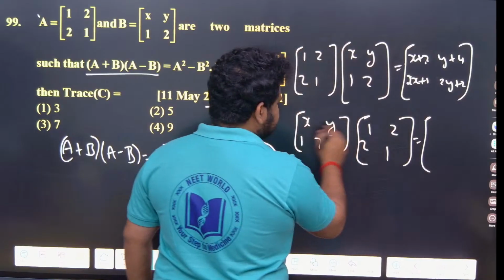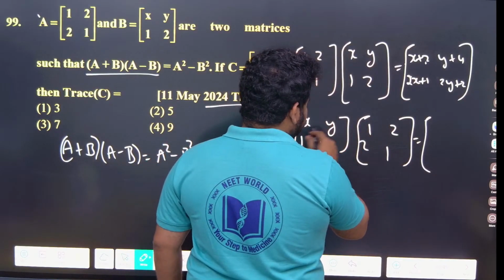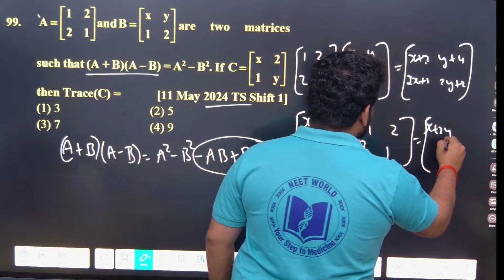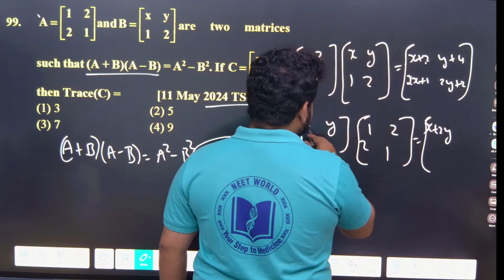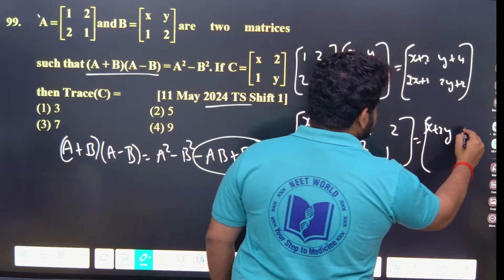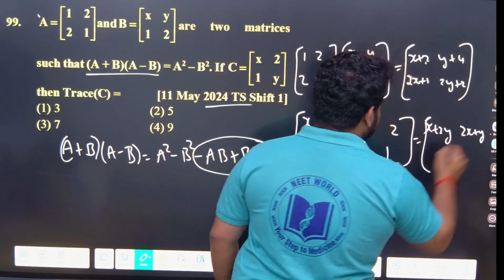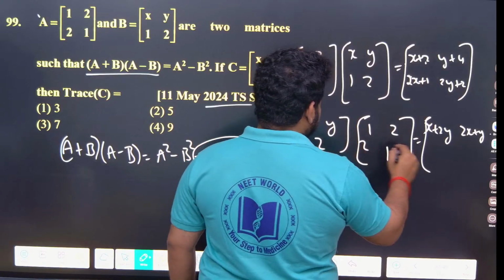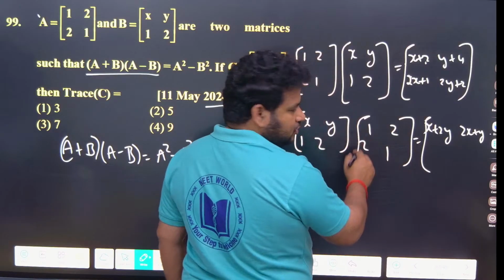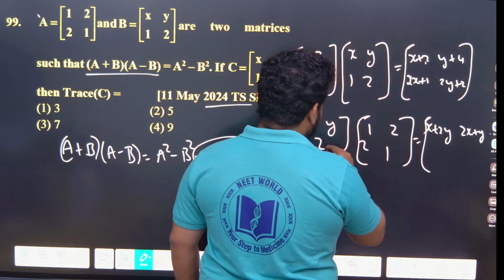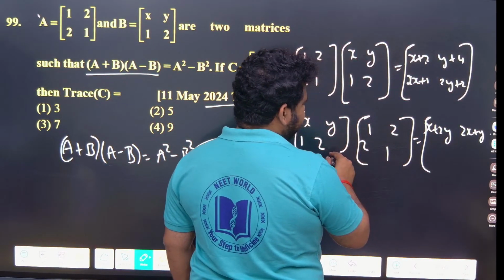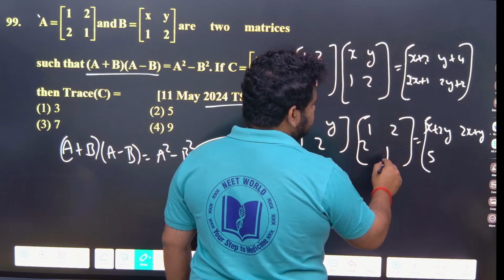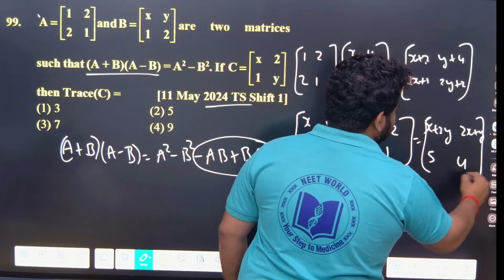We will solve this. X into X plus 2y. Next, 2x plus y, 2x plus y. Next, what should we do? Second row, first column: 1 plus 4, that is 5. Next, 2 plus 2, 4.